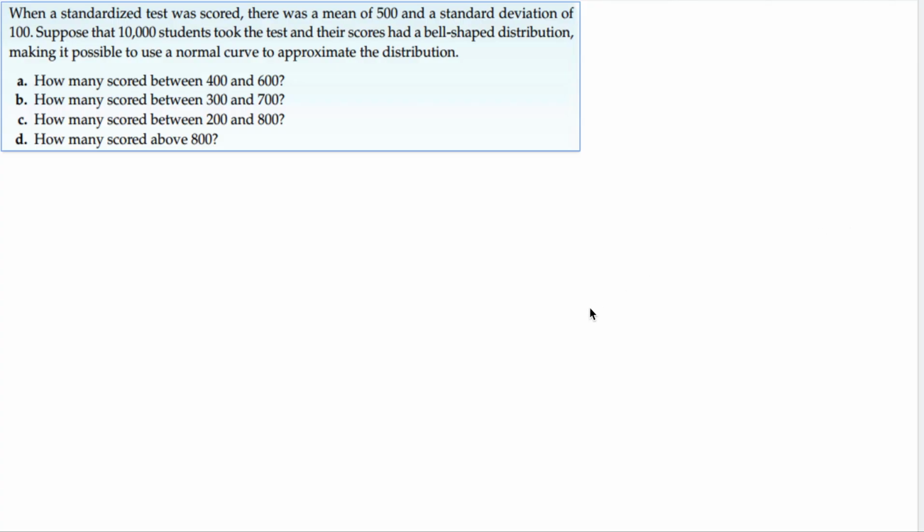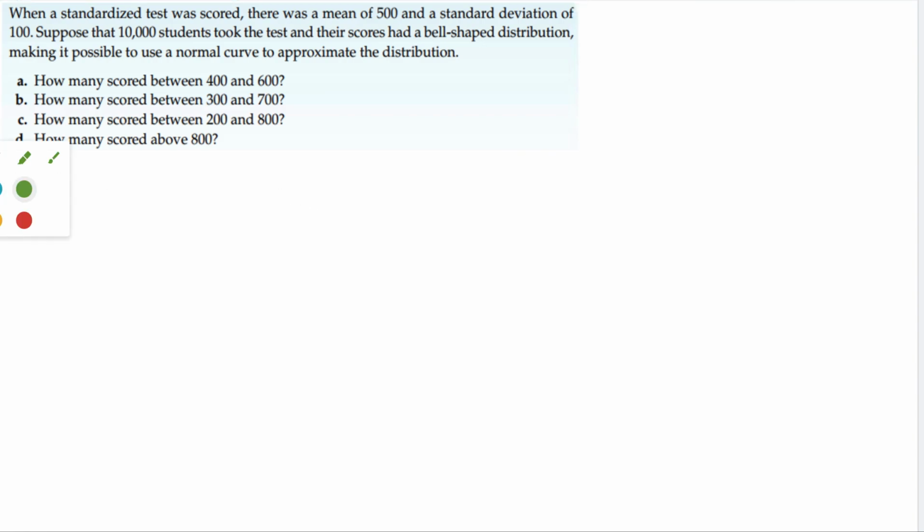Okay, let's solve this problem. When a standardized test was scored, there was a mean of 500 and the standard deviation is given to you. And the number of students is also given to you. And another important piece of information that you want to use is that it's a bell-shaped distribution. And it's asking, how many scored between 400 and 600? Hey, is that a meaningful number? Probably it is. That's why it is given to us. So let's consider that. Why is it an important number?